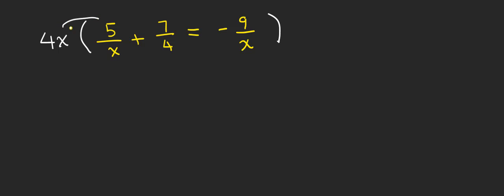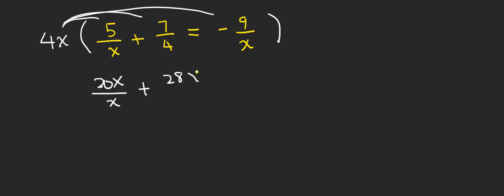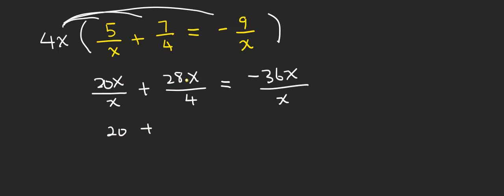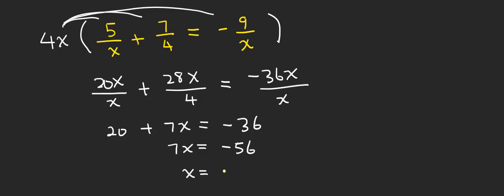So let's multiply each term. Let's distribute 4x to each term. So you're going to get 20x over x plus 28x over 4 equals negative 36x over x. So what happens is the x cancels out, you get 20 plus 28x over 4 is 7x equals negative 36 because x cancels out. So what happens here? You get 7x equals negative 56. So x is equal to negative 8.